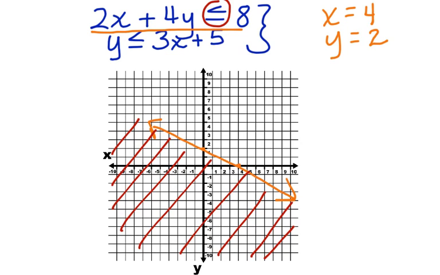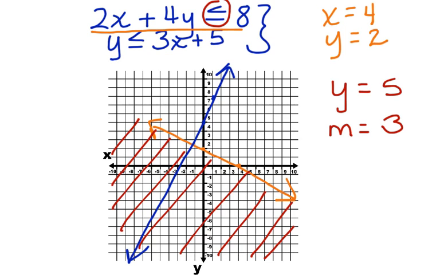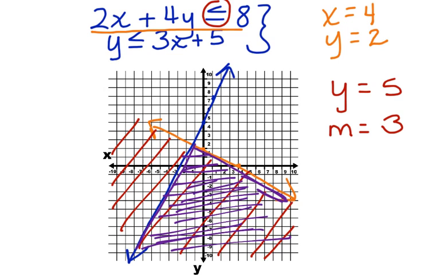Now let's graph the next line. It is in slope-intercept form, so we can use the y-intercept of 5 and the slope of 3 to graph the line. Here's the graph of that line. Now we are looking for the region where both of these lines overlap, and we're going to graph that area in purple. We're going to shade it in. The solution is found in this purple region. And this is how we can solve a system of inequalities by graphing.